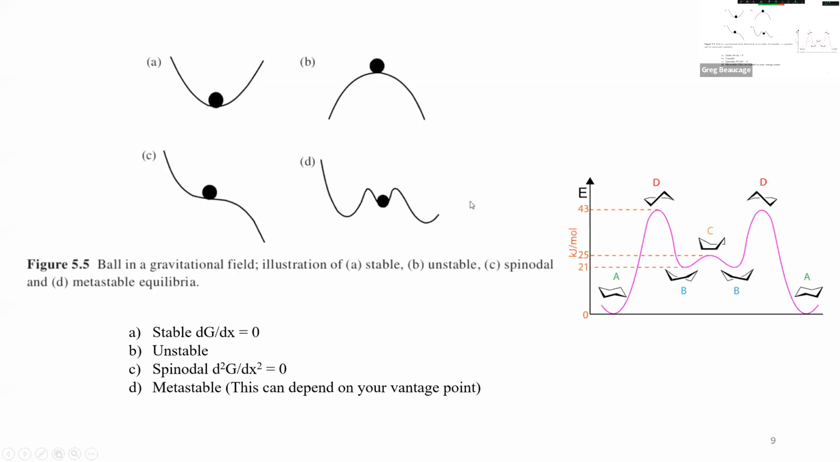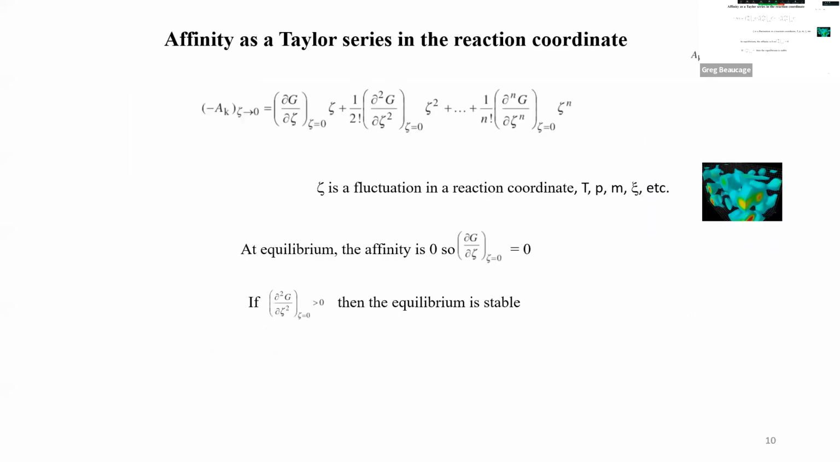The reason to say that is because once you have affinity, you can write it in a Taylor series in the reaction coordinate, and then you can start defining things in terms of this.